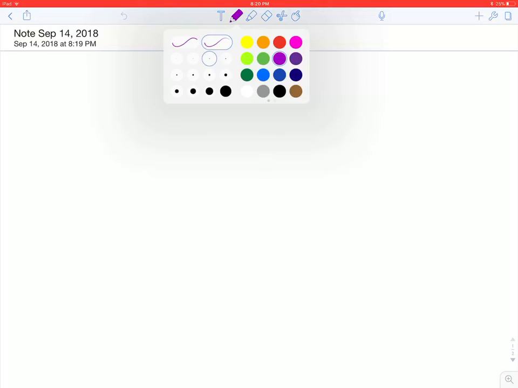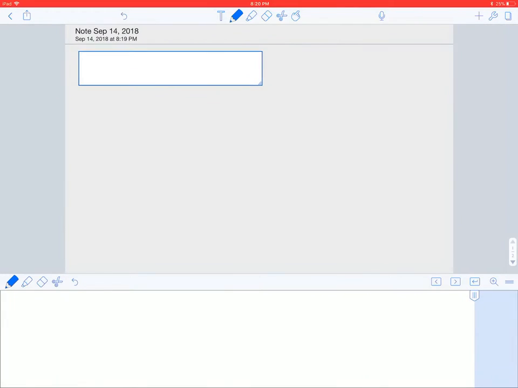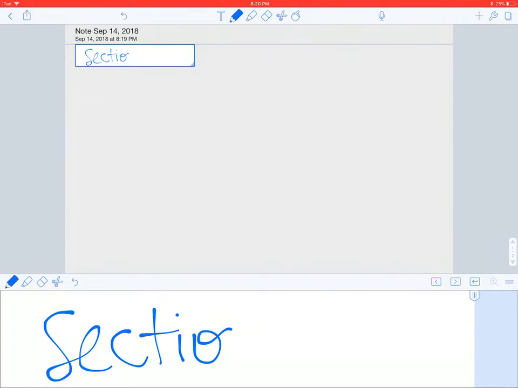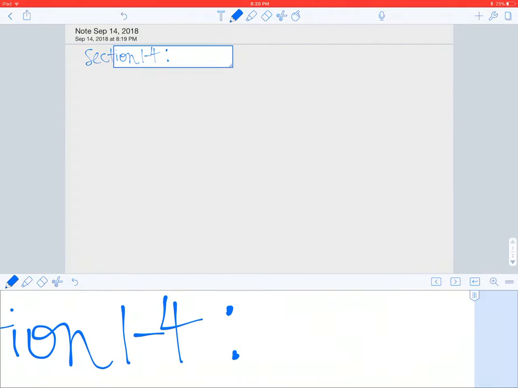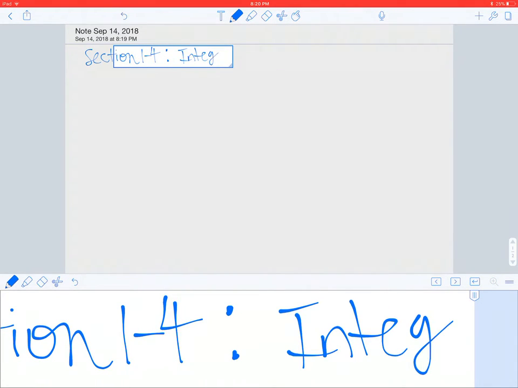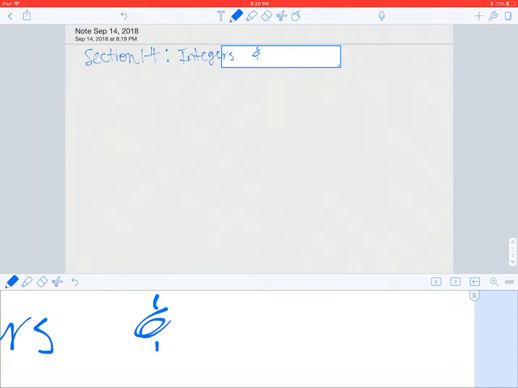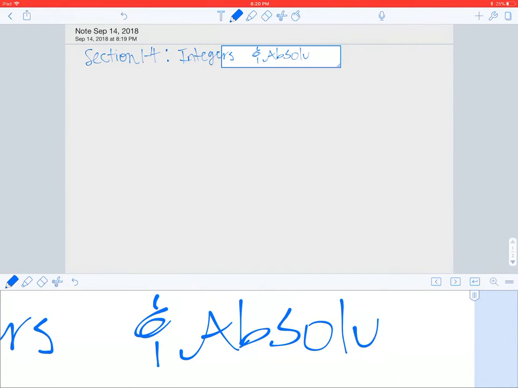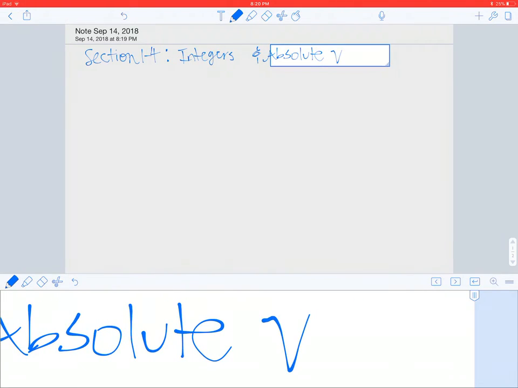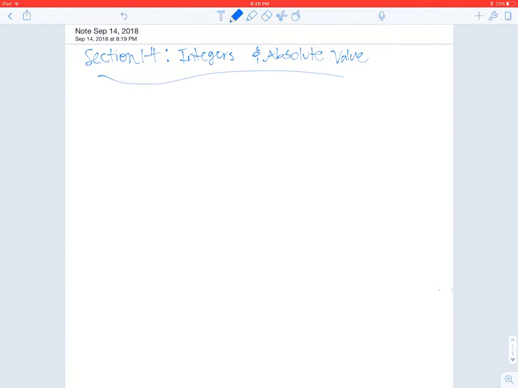So today we're going to be taking a peek at section 1-4. Okay, and this section is about integers and absolute value.